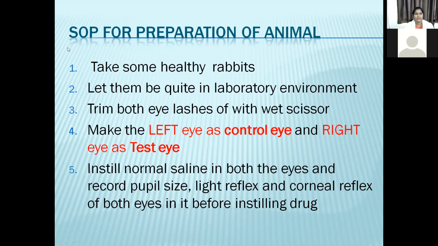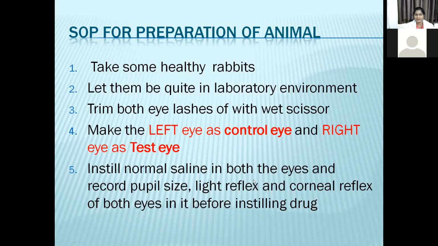So coming to the standard operating procedures for preparation of the animal, what are those? Take some healthy rabbits, let them be quiet in the laboratory environment. Before that, tame the rabbit, because it keeps the laboratory environment quiet. Trim both eyelashes with scissors and make the left eye the control and the right eye the test eye. Always the left eye serves as a control and the right eye as a test eye.